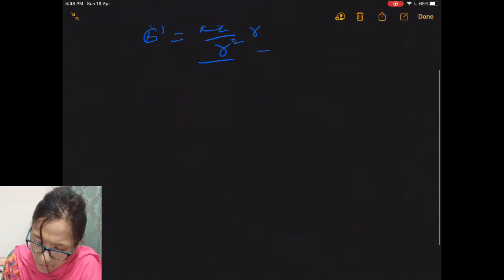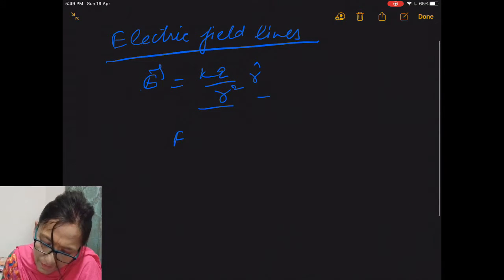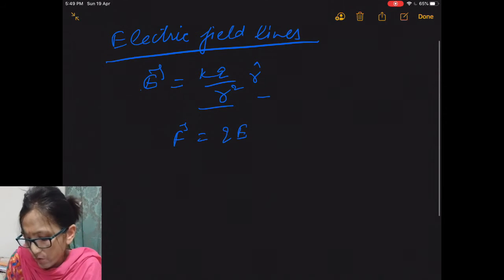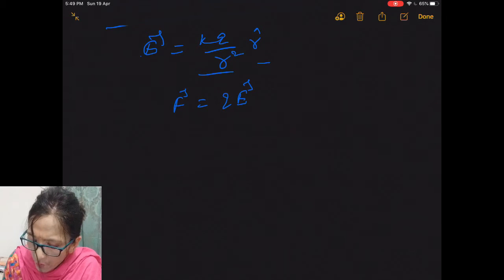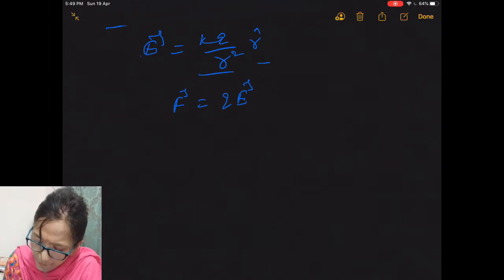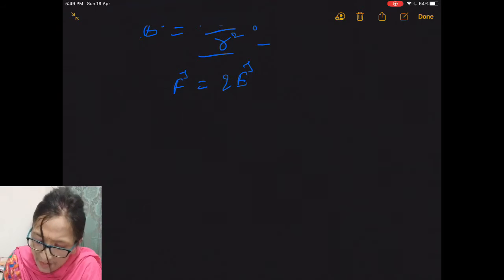So let me draw some of the electric field lines so that you can understand. And one more formula I should write down here. Electric force is equal to qE. So the direction in which force is applied will be the direction of electric field also.